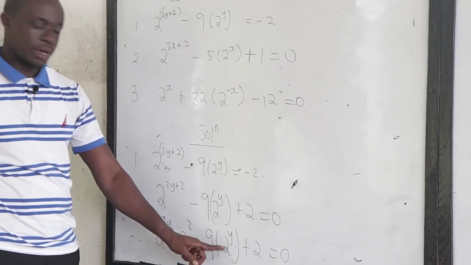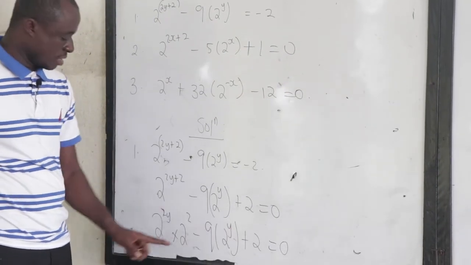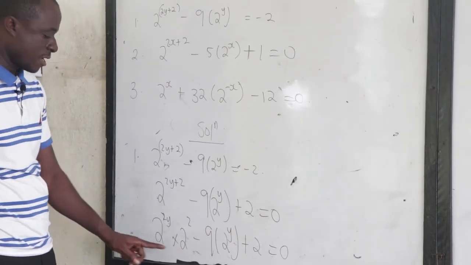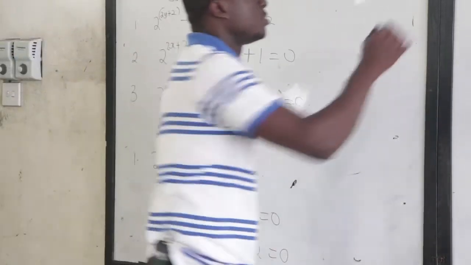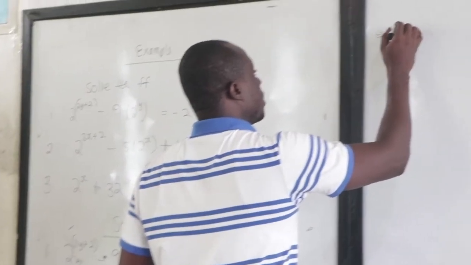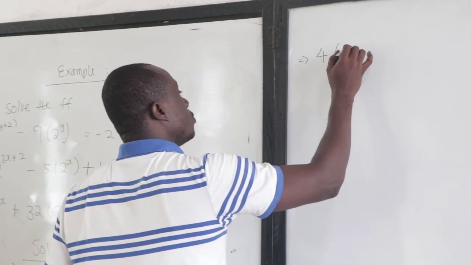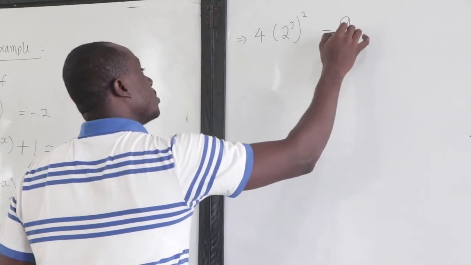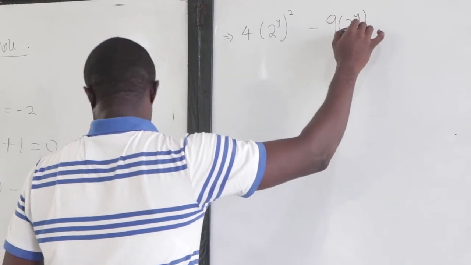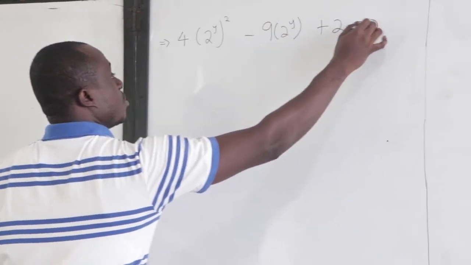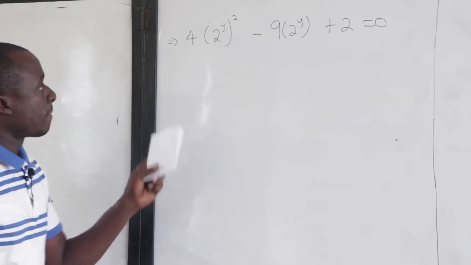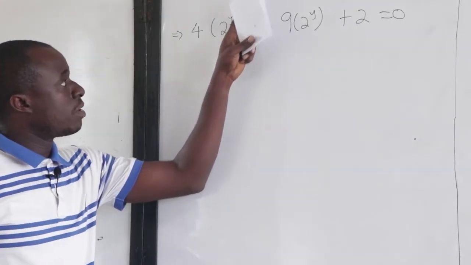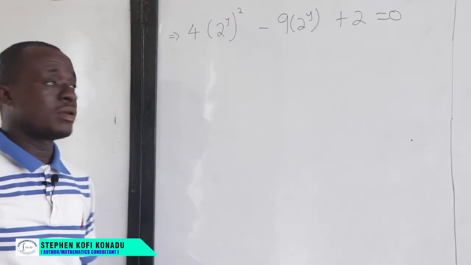We can say 2 to the power y here. We can also change this one to 2 to the power y, but this can change to 4. So this implies that is 4 times 2 to the power y, all to the power 2, minus 9 times 2 to the power y, plus 2 equal to 0. Now, clearly, we have 2 to the power y squared, so this is in the form of a quadratic equation.